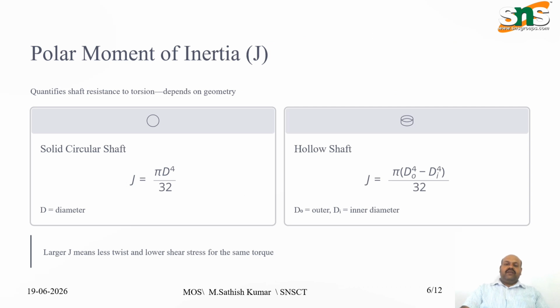Coming to the polar moment of inertia, we have seen already, J equals pi d to the power 4 divided by 32, and J equals pi into d naught to the power 4 minus d i to the power 4 divided by 32, where d naught is the outer diameter and d i is the inner diameter. A larger J means less twist and lower shear stress. So this is applied in all the design considerations.